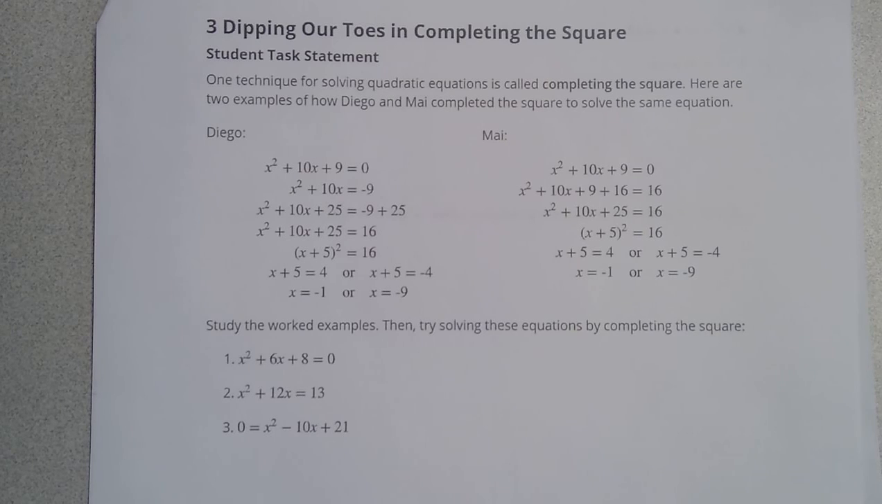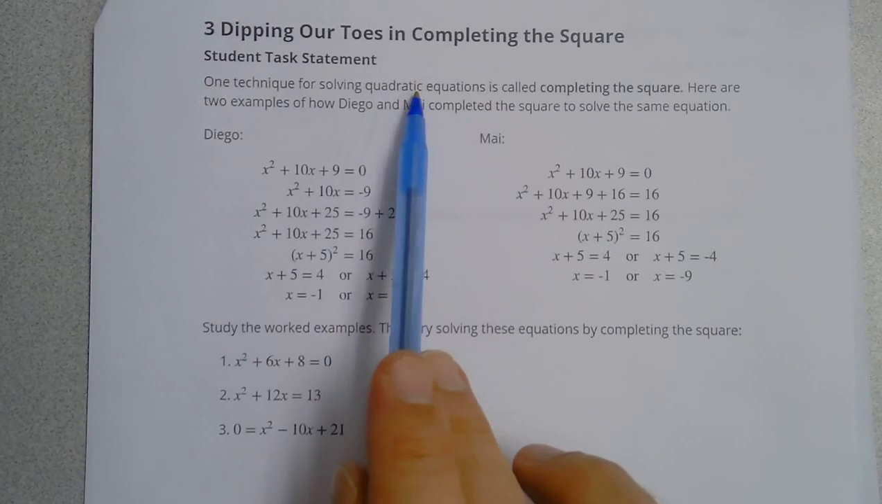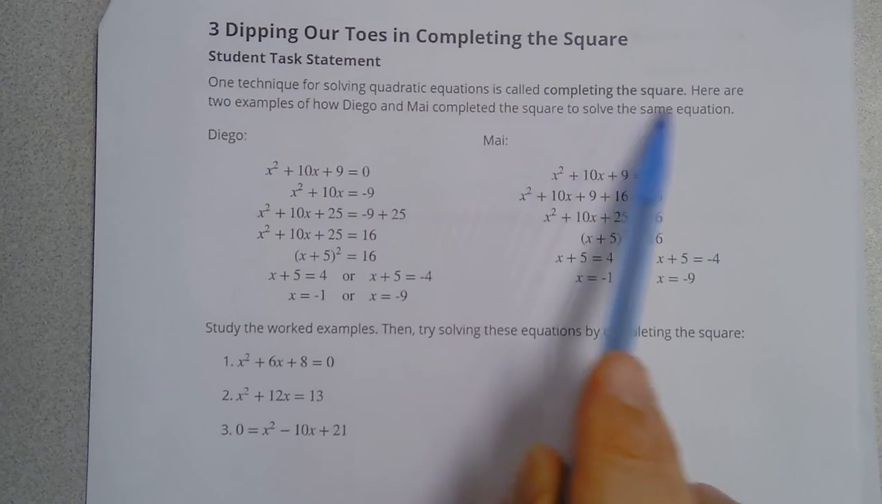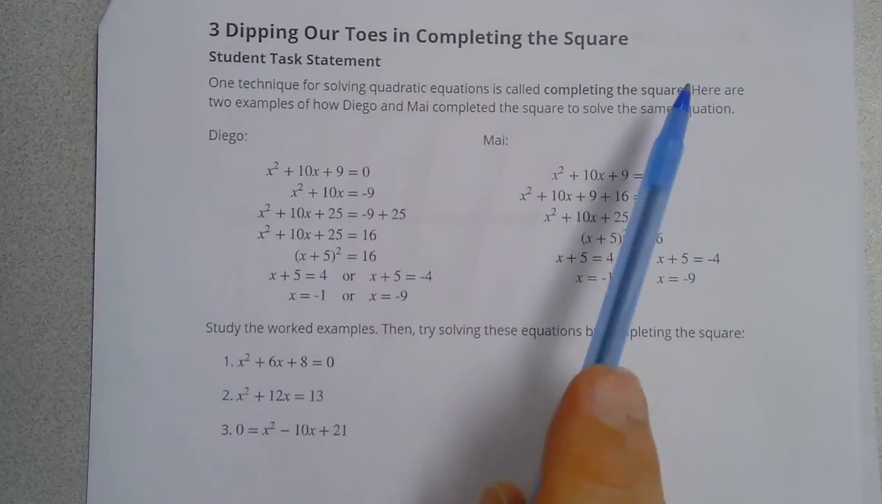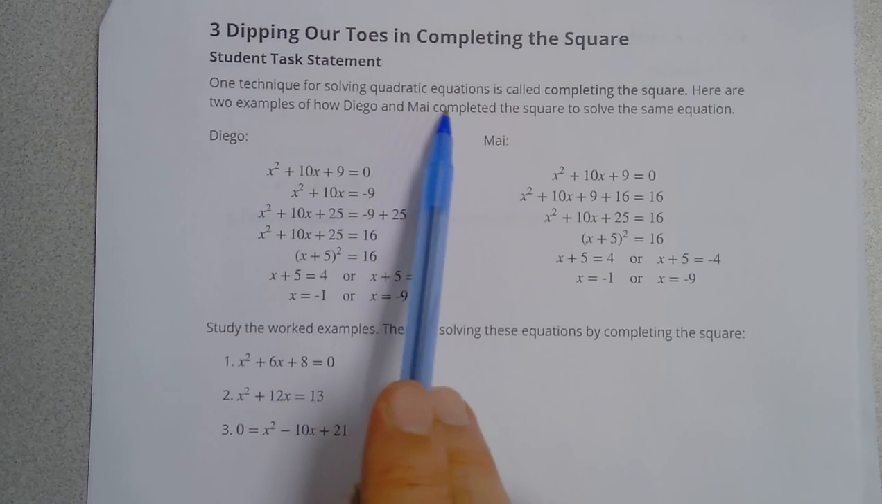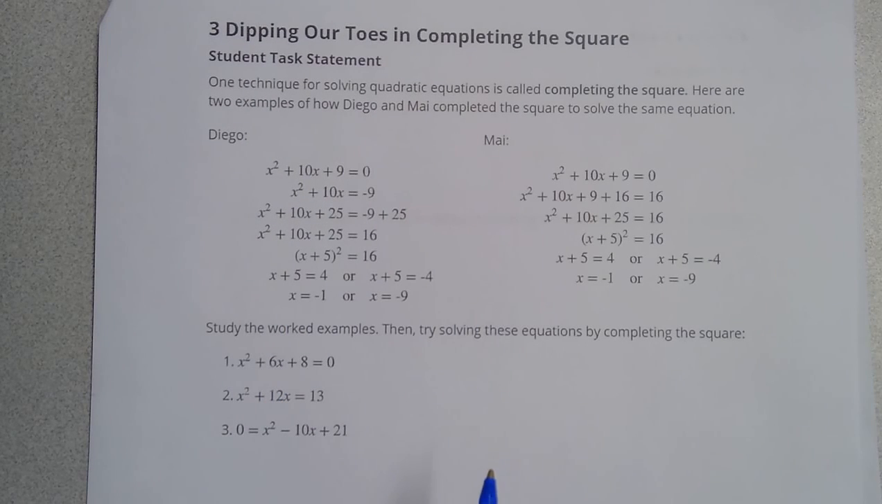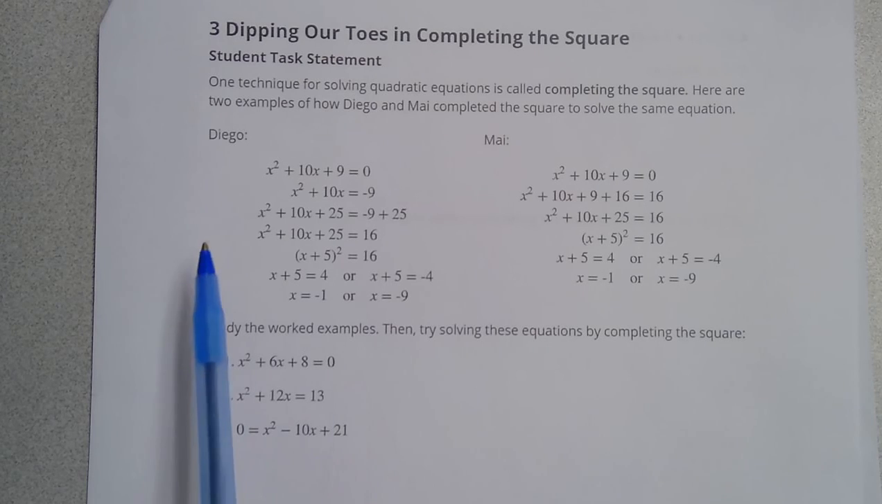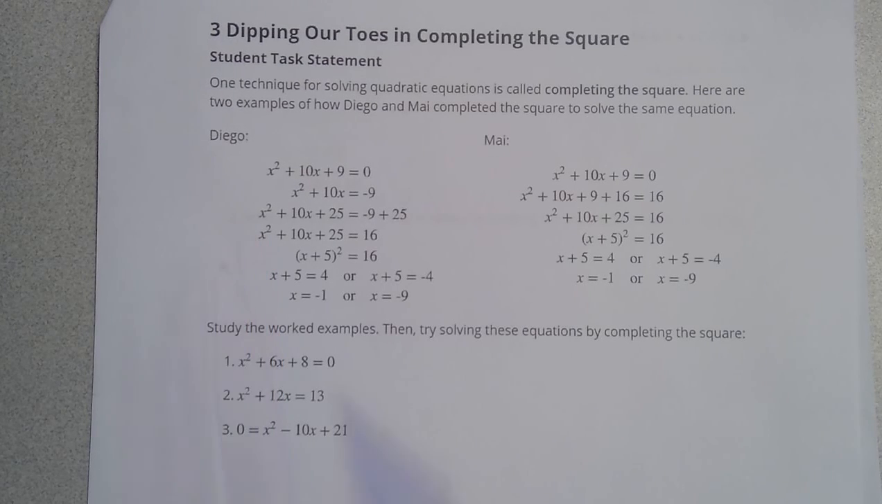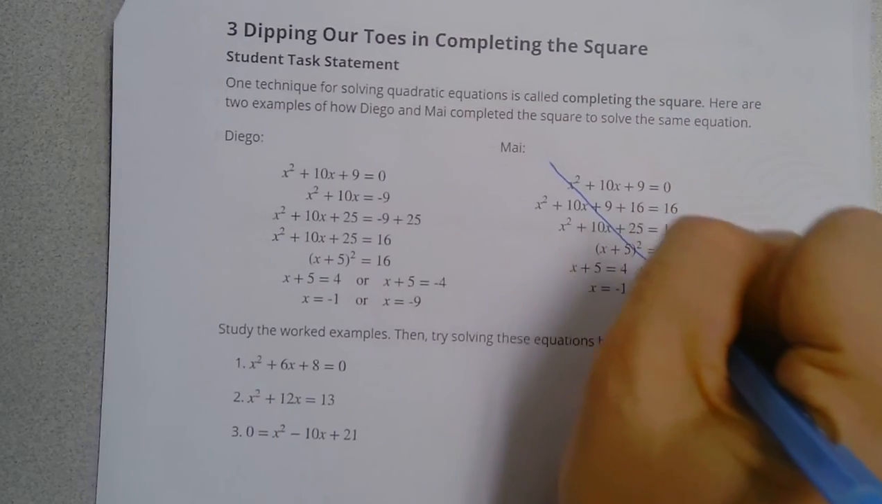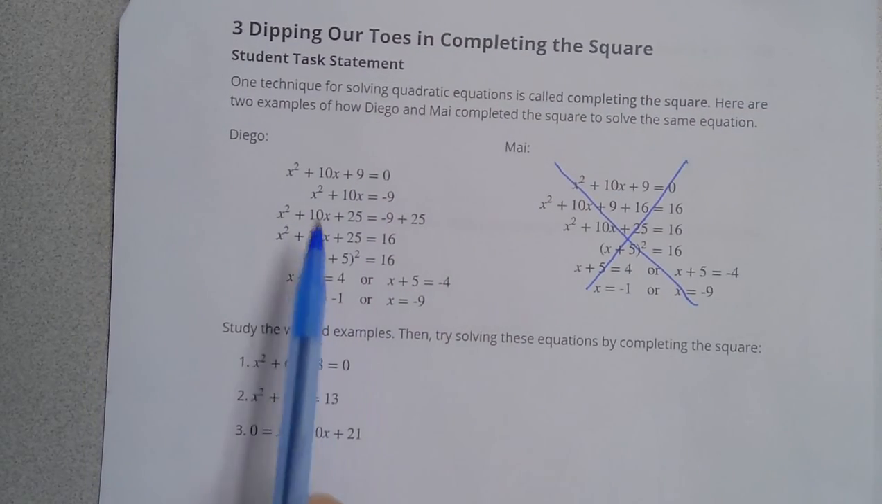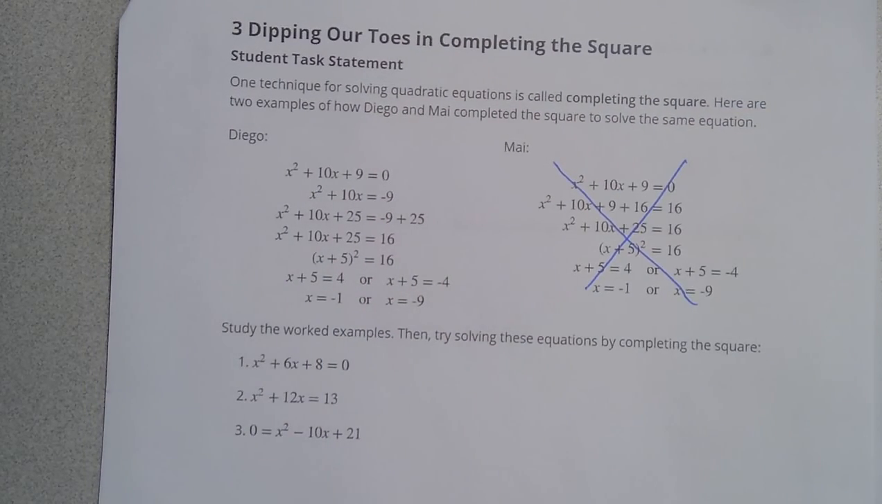So now we're going to dip our toes into completing the square. One technique for solving quadratic equations is called completing the square. Here are 2 examples of how Diego and Mai did just that. First of all, we're going to focus on how just one person completed the square. Sorry, Mai. We're going to look at how Diego did it.